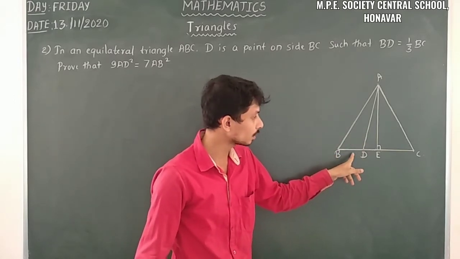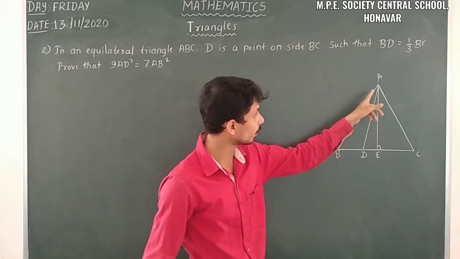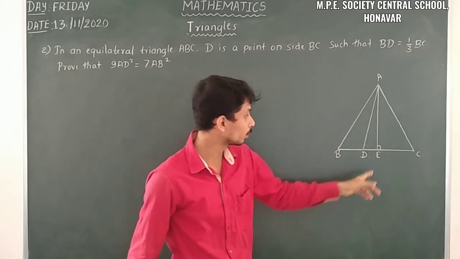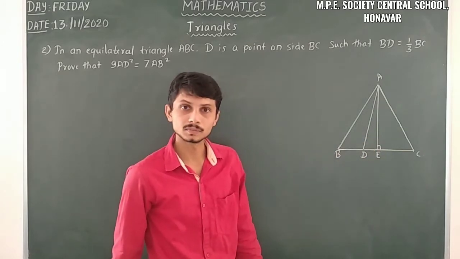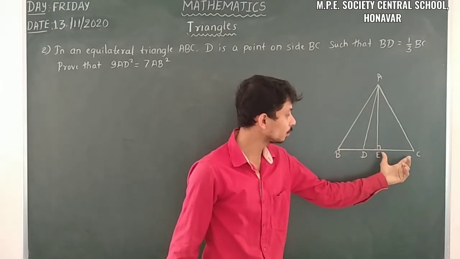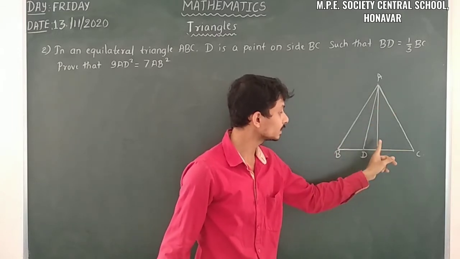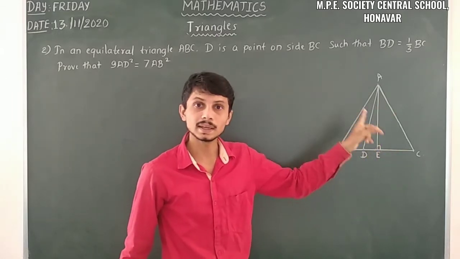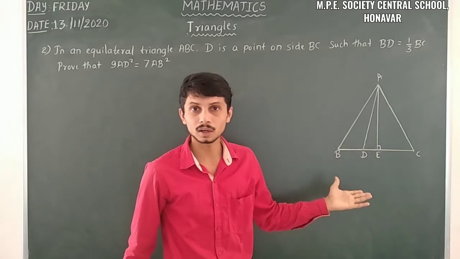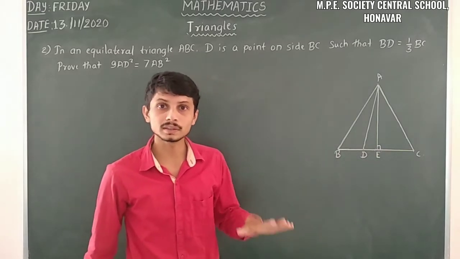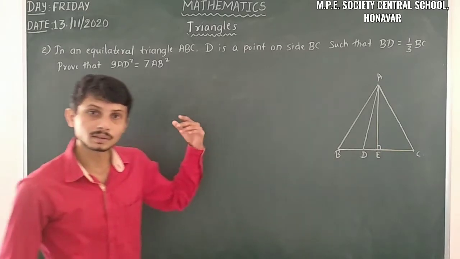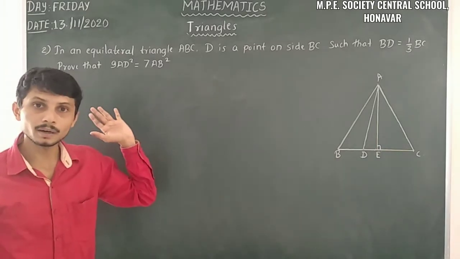But here just observe, the challenge is, we want AD square, but we don't know AE, and we don't know EC, BD and DE. So here we want AE square and DE square. So then only we can convert into our required form.